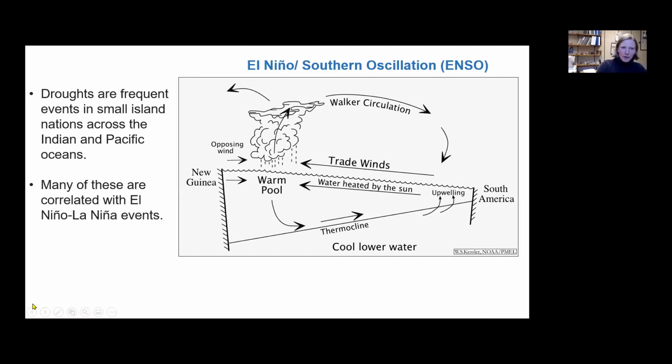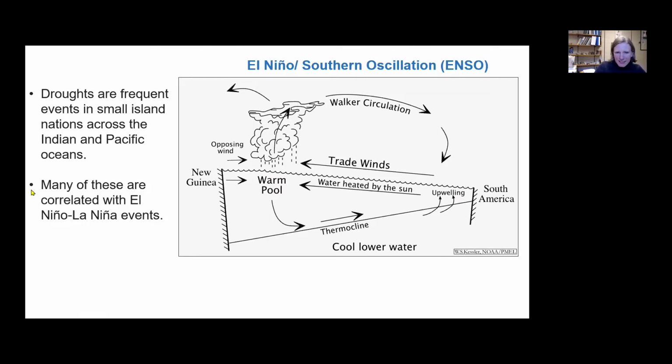The other important phenomenon in the central tropical Pacific that really dictates how we see precipitation falling, and where and when we see precipitation falling, is the El Nino Southern Oscillation. So this is a climate phenomenon that happens every 2 to 7 years. And what we see is a change every 2 to 7 years in where the warm water of the central tropical Pacific is relative to areas of colder water.